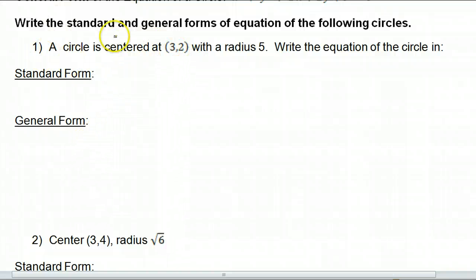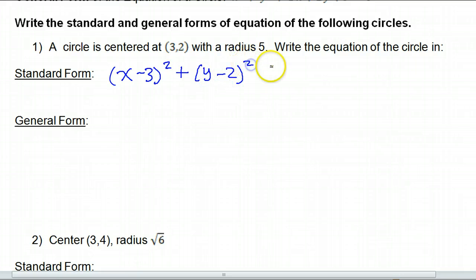So first of all, if the center is at 3, 2, watch how the little formula works. X minus 3. It's going to be x minus 3 squared plus y minus 2 squared equals 25. Did everybody see what I just did? Okay, so that's easy enough. It's just minus the center, minus the center. You can think of it as doing the opposite sign. If this had been a negative 3 in the point, then it would have been plus 3. So you're kind of doing opposite signs.